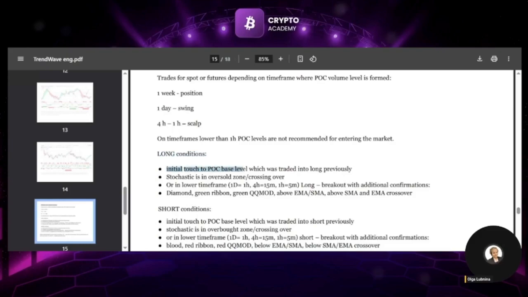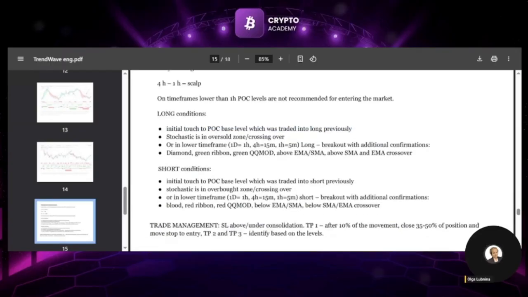According to the conditions, it's necessary that we reach the level. If we went upwards from the base from which the level was created, this level should be considered for long. And it's a short condition if the previous base, which corresponds to the level, was traded to short. When we reach this level, stochastic should be in the oversold zone for longs. For shorts, it should be in the overbought zone.